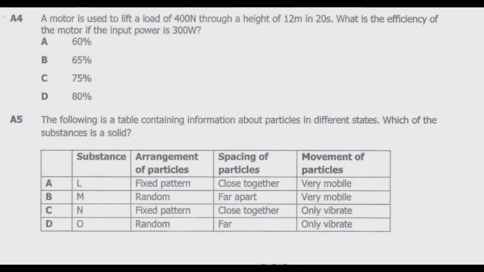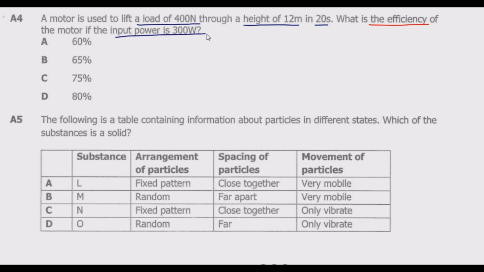Let us look at question A4. A motor is used to lift a load of 400 newtons through a height of 12 meters in 20 seconds. What is the efficiency of the motor if the input power is 300 watts? So the question is requiring us to find efficiency, given that we have a load of 400 newtons being lifted through the height of 12 meters in 20 seconds. Then we have the input power of 300 watts.